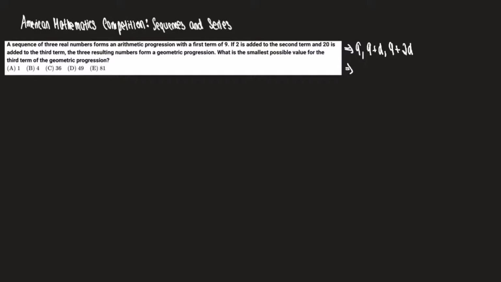Now, if you add 2 to the second term and 20 to the third term, you get a geometric progression. So 9, add 2 to the second term, that's 11 plus d, and add 20 to the third term, that's 29 plus 2d. This is a geometric progression. What is the smallest possible value for the third term of the geometric progression?